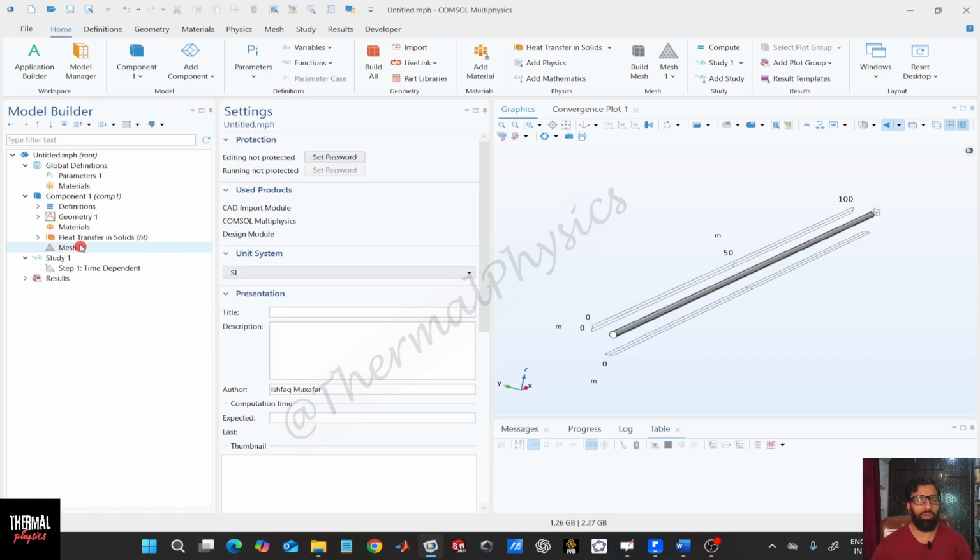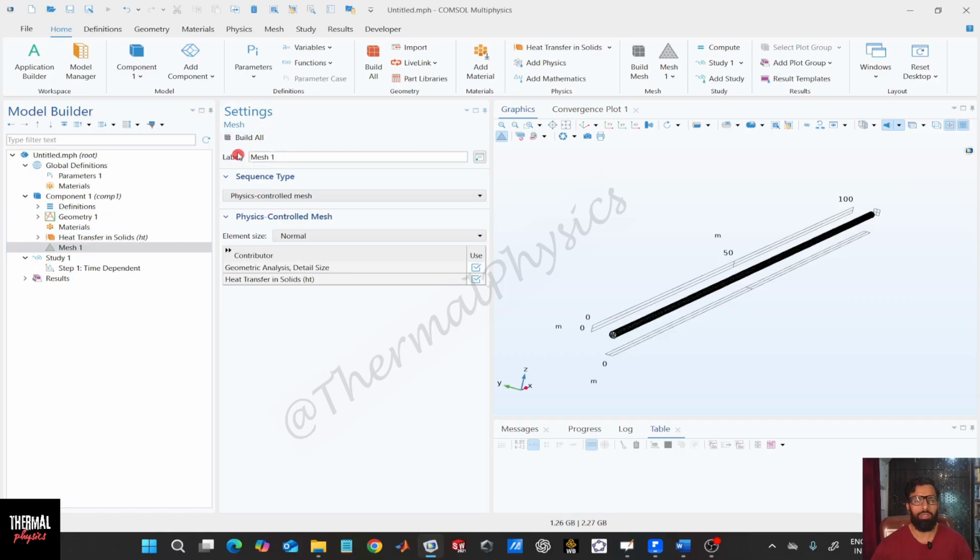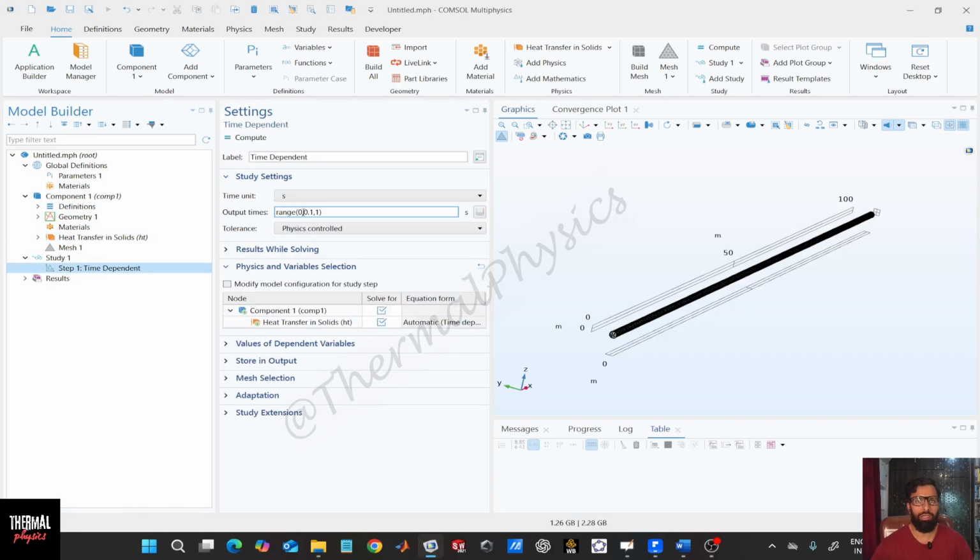Next we'll mesh it. It is meshed. Then we'll go to study. We'll start time at 0. We'll tell it to calculate temperature at every 300 seconds and calculate up to 3600 seconds, which is 1 hour. So we'll compute.